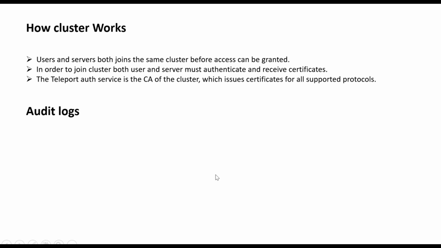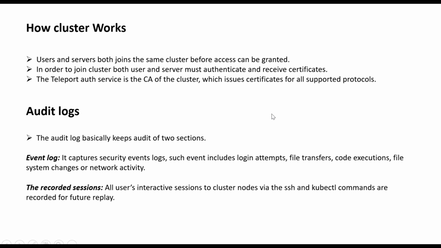Now we know that whatever action is being performed is getting recorded inside the audit logs, which Teleport also maintains. Audit logs consist of two sections. One is called the event log, where it captures security events such as login attempts, file transfers, code executions, file system changes, or network activity. The second section records all the interactive sessions to the cluster nodes via SSH, and kubectl commands are recorded for future replay.